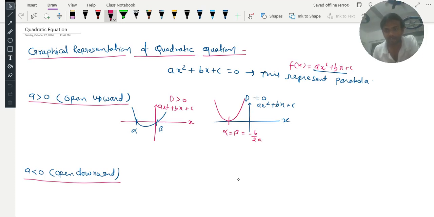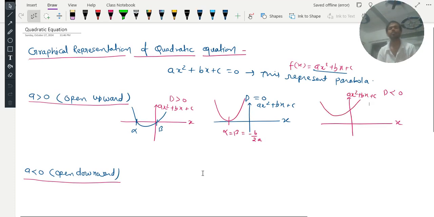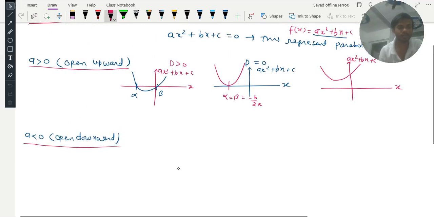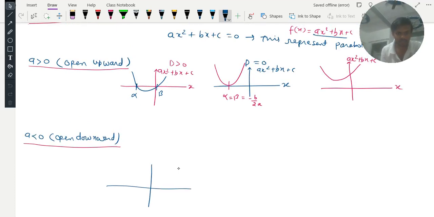Similarly, when the value of the discriminant is less than 0, this means the parabola will neither intersect nor touch the x-axis. So this parabola will look like this, and this axis is ax square plus bx plus c. So for an open upward parabola, there will be three conditions as we represent now. Similarly, there will be three graphs for open downward.